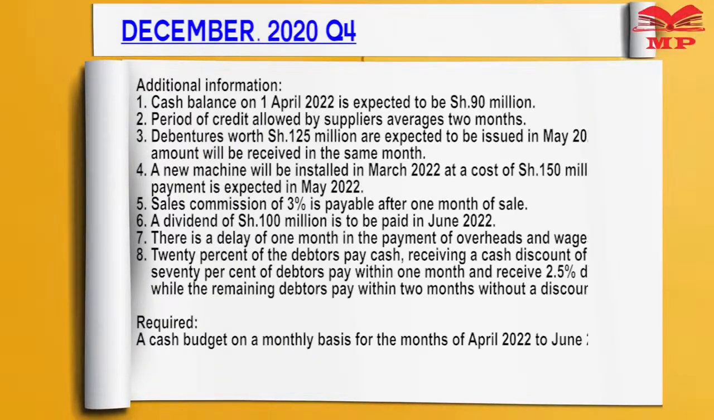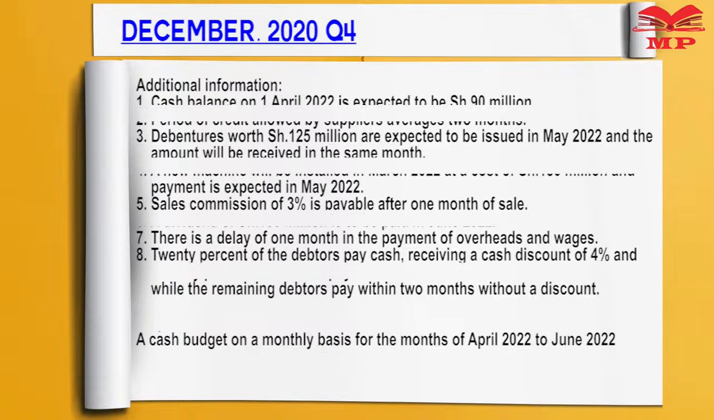We move on to note number 6. We are told that a dividend of 100 million is to be paid in June. So we will pay that in June. Note number 7, there is a delay of 1 month in the payment of overheads. Delay means there will be a lag in payment. So the payment that was to be done in the month of March will be done in the month of April. Those that were to be made in the month of April will be in May, and so on.